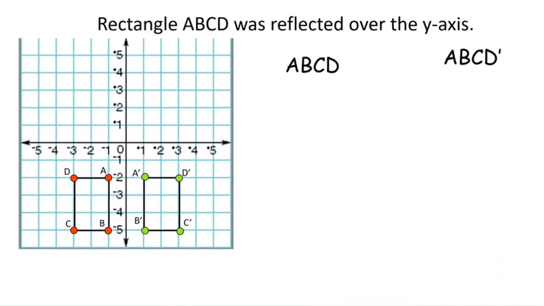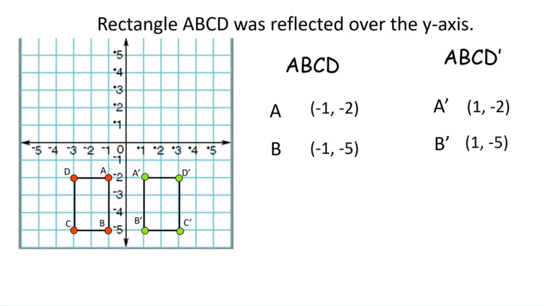All right, here's the same rectangle ABCD, but this time it has been reflected over the y-axis. So the y-axis is our vertical axis, so we flip it from left to right. So A, again, was -1, -2. A prime became +1, -2. B was at -1, -5, and it flipped to +1, -5.